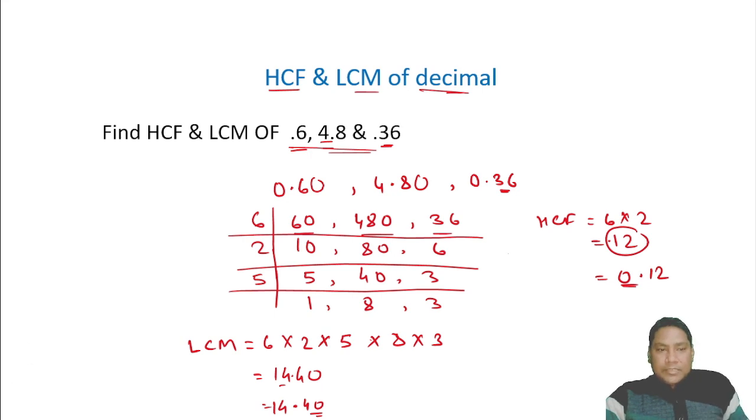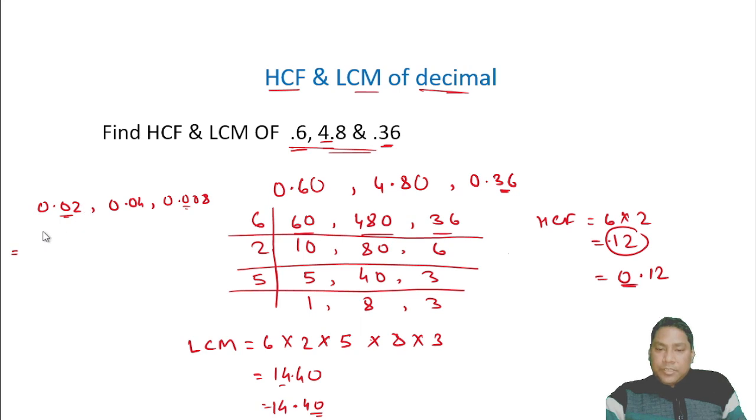We will take another example: 0.02, 0.04 and 0.008. We will take out the HCF and LCM of these numbers. We will first convert the decimals into numbers. Here the digits after the decimal are 0 and 2, that is 2. Here also 0 and 4, that is 2. Here 0, 0 and 8, there are 3. We will make 3 digits here also.